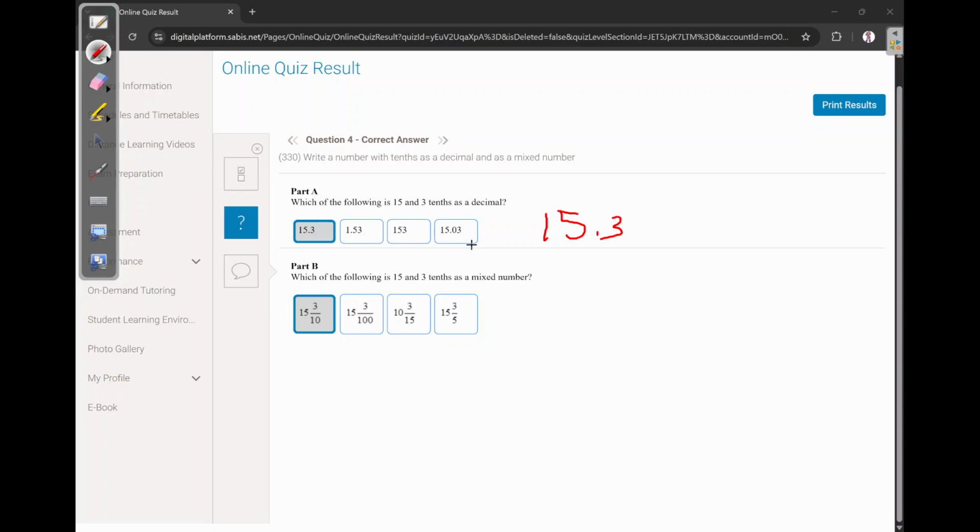Which of the following is 15 and 3/10 as a mixed number? 15 is the whole, and then 3/10.